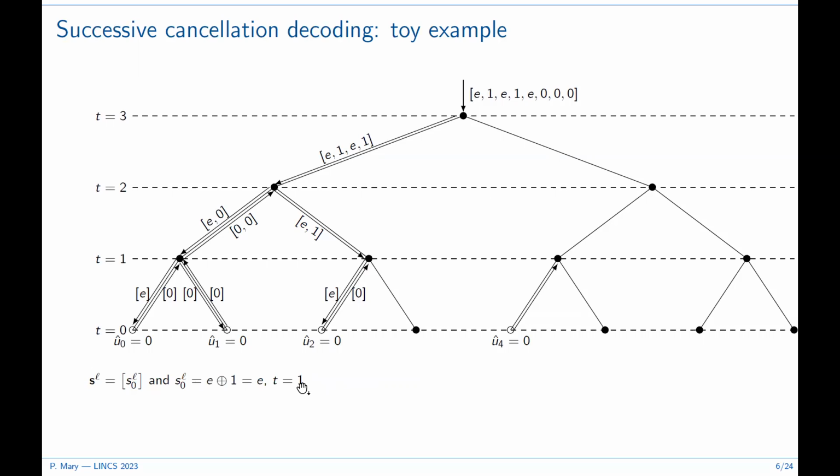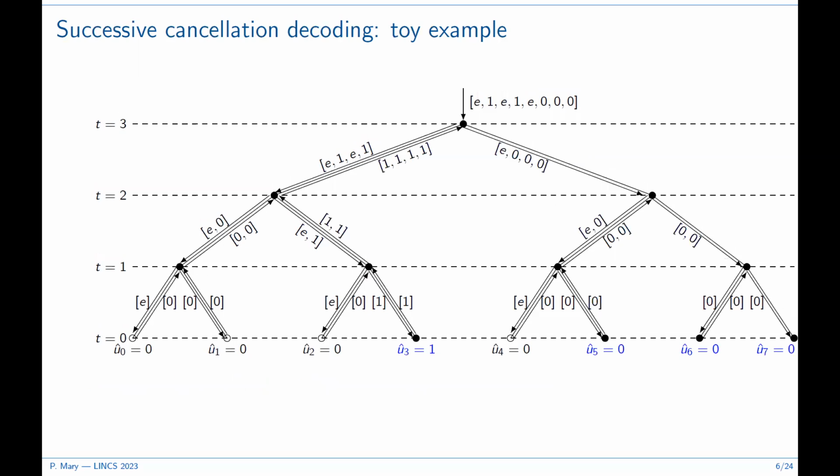And thanks to the hard decision here and the soft input here, we have our first decision of the information bits, which is U3 equal 1. And repeating the operation, we get all the information bits. So this is the basic successive cancellation proposed by Arikan in his seminal paper.